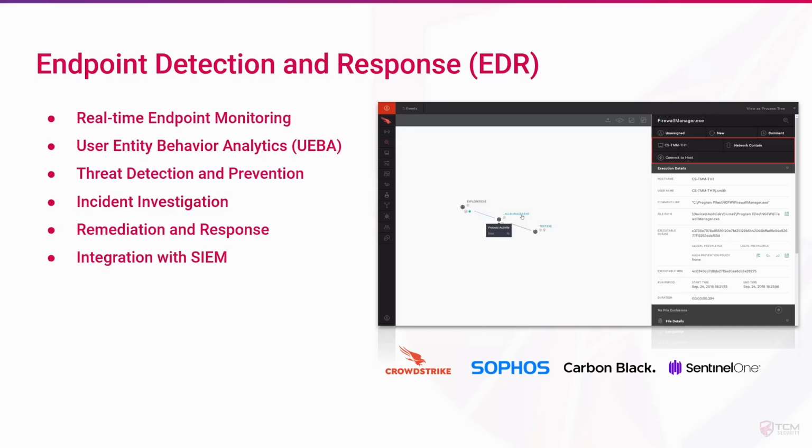And of course, all of the logs that we generate, all of the alerts from our EDR tools can and should be forwarded to our centralized logging capability, or our SIEM. And you can see some examples here. Of course, CrowdStrike Falcon. We have Sophos, Carbon Black, SentinelOne. There are many EDR tools out there.